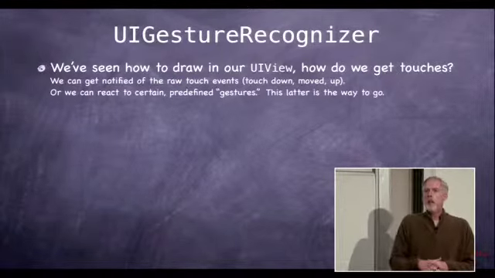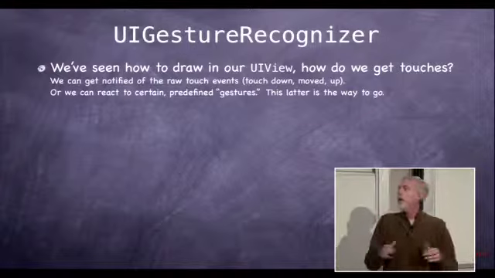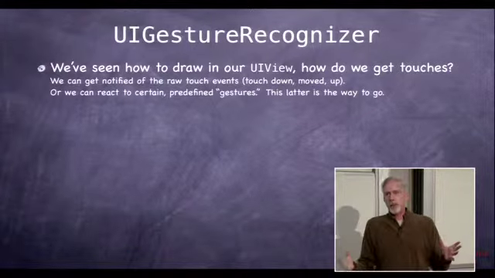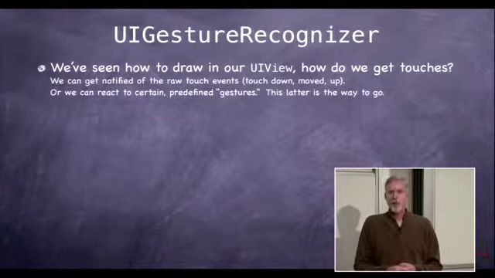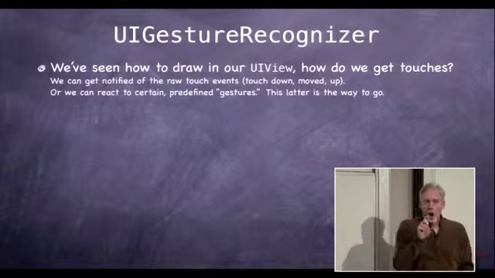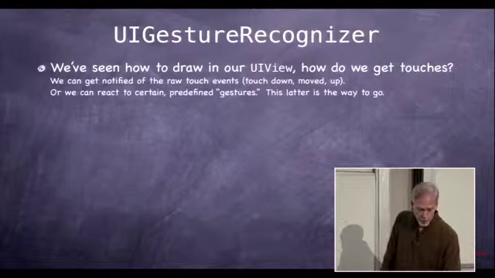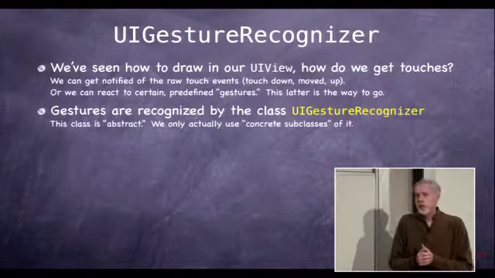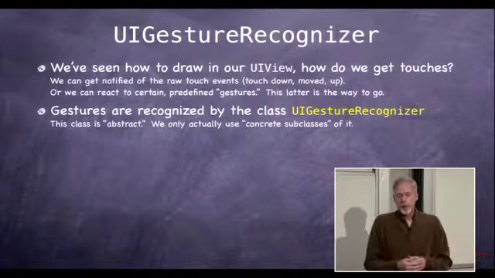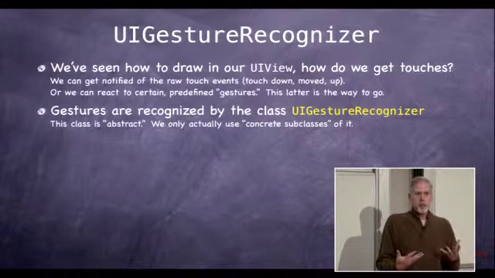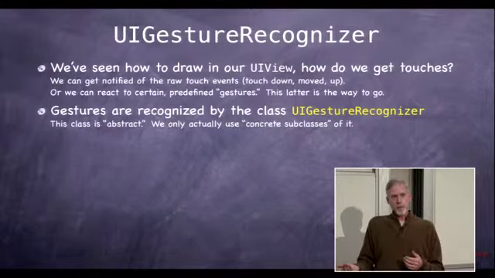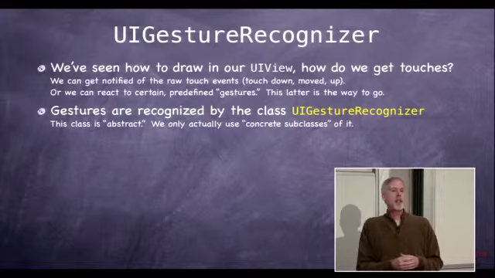You used to have to do it that way, but nowadays we use gesture recognizers instead. So in this class, you will never have to do that raw touch management. We're going to use gesture recognizers for all of our touch input. So how does a gesture recognizer work? Basically, a gesture recognizer is an object that you attach to a view, and it watches the touch events that happen in that view.